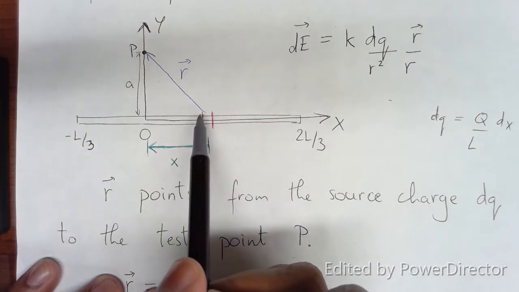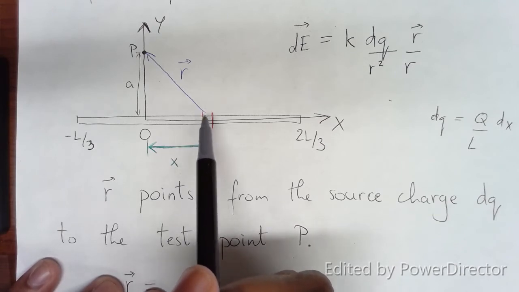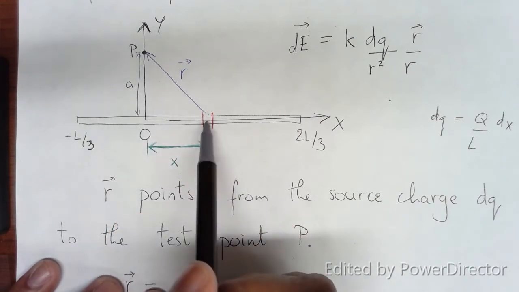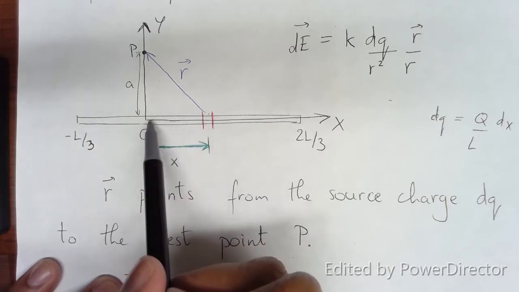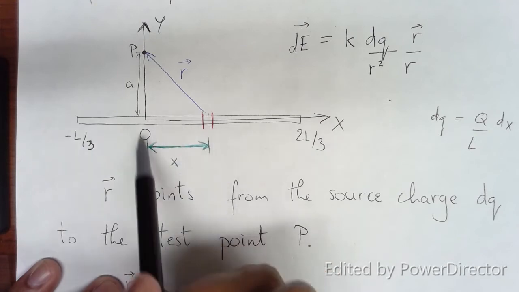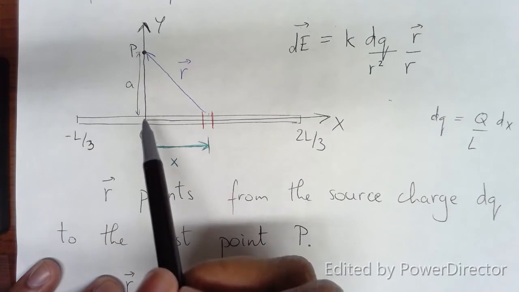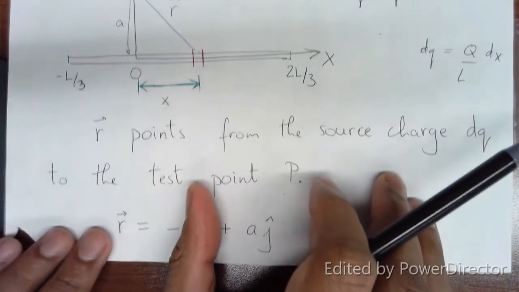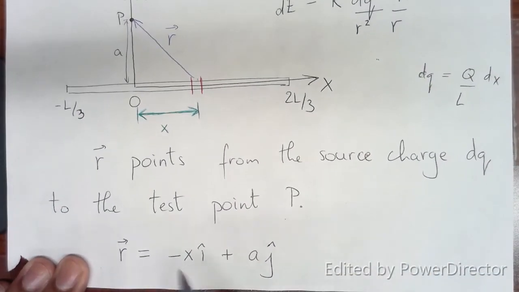But remember, a vector is simply a set of instructions of how to get from point A to point B. So in other words, how do I move to get from this point to this point? Well, I will need to go to the left, right? So I need to move in the negative i hat direction. How far? Well, a distance x. And I will need to move in the positive y direction. How far? Well, a distance a. In other words, r vector is equal to minus x i hat plus a j hat.